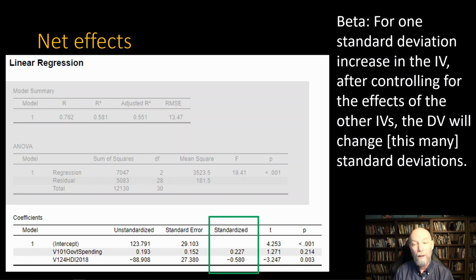But practically speaking, you just look at this and you say, government spending has an effect where for one standard deviation increase in government spending, you'll see about 0.23 standard deviation increase in the percent of the population saying prostitution is never justifiable. Whereas for Human Development Index scores, for one standard deviation increase in HDI, a country will see a decrease of over half a standard deviation, 0.58, in the percent of the population saying that prostitution is never justifiable.